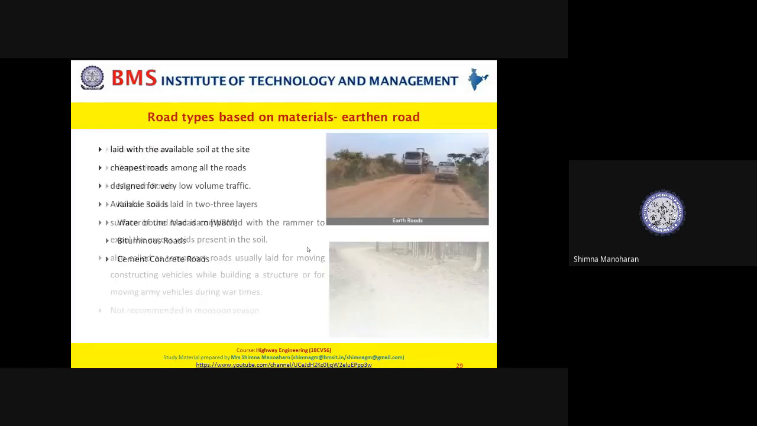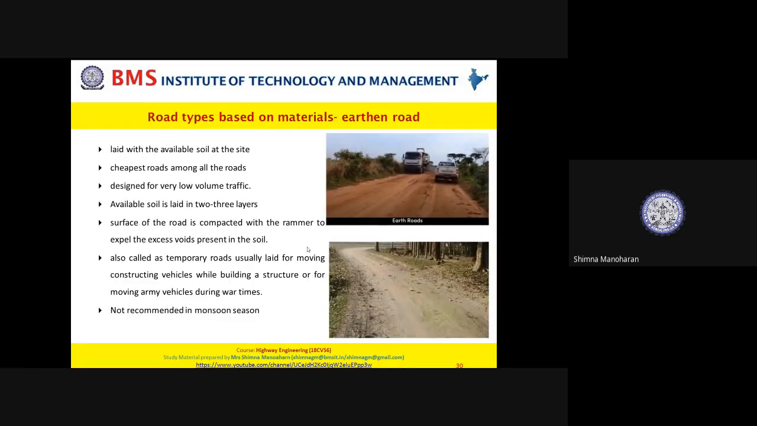What might be an earthen road, or earth road? It is laid with the soil that is available at the site. Usually this is a temporary road, and it's the cheapest among all the roads. The road is not designed for heavy traffic, only for very low traffic. The available soil is laid in 2 to 3 layers and rammed with some moisture to expel the excess voids. It's also known as a temporary road and is usually laid for moving construction equipment.